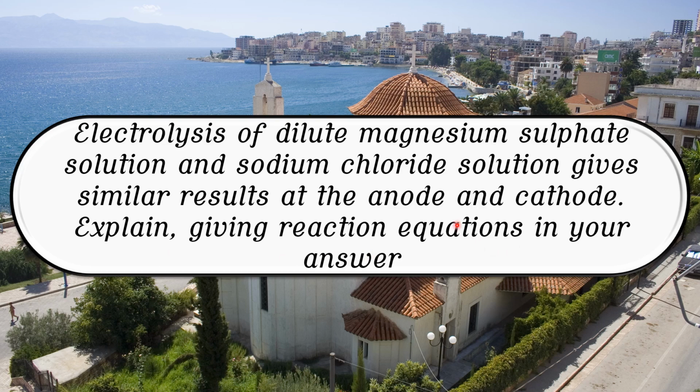So here they are saying that during electrolysis of dilute magnesium sulfate solution and also the electrolysis of sodium chloride solution, both of these give similar results at the anode and at the cathode. So they want us to explain why, and then also give reaction equations in our answers.